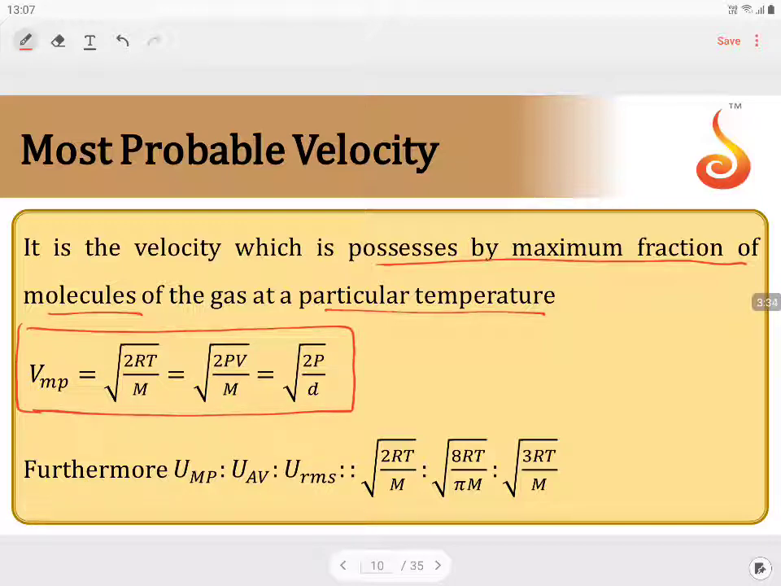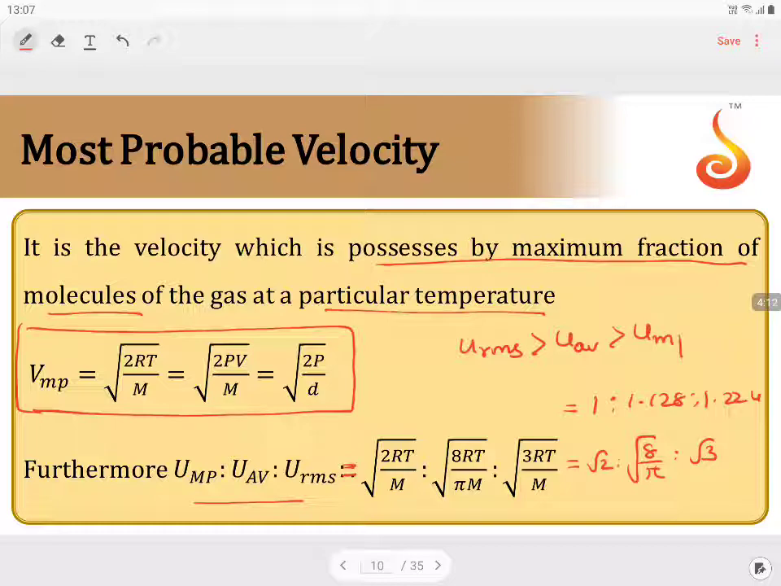or root 2 PV by M or root 2 P by d, where if you compare the velocities of most probable with average and RMS velocity, we get a relation which is equal to root 2 is to root 8 by pi is to root 3, which will be equal to 1 is to 1.128 is to 1.224. So this clearly indicates u RMS velocity is greater than u average velocity, which is greater than u most probable velocity.